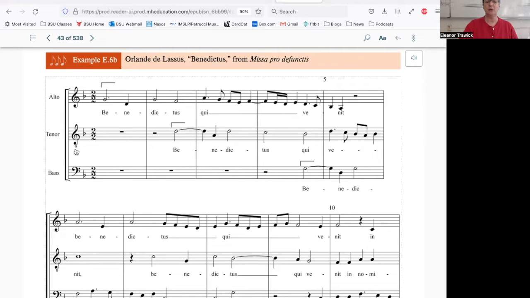It looks like a treble clef, but the little 8 tells us that it sounds an octave lower. So this note is actually a D4. Then the bass comes in, and the bass sings the same thing, an octave lower than the alto, and a perfect fifth lower than the tenor.